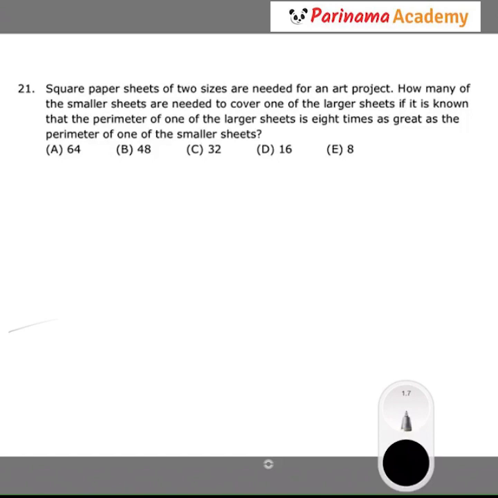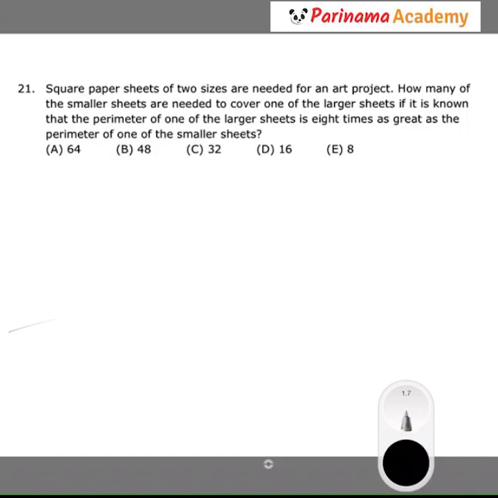Square paper sheets of two sizes are needed for an art project. How many of the smaller sheets are needed to cover one of the larger sheets? If it is known that the perimeter of one of the larger sheets is 8 times as great as the perimeter of one of the smaller sheets.